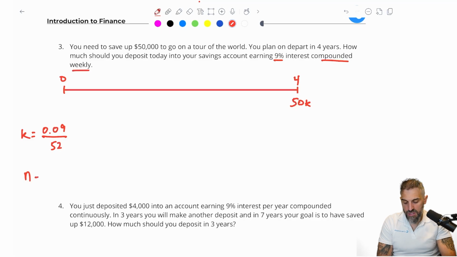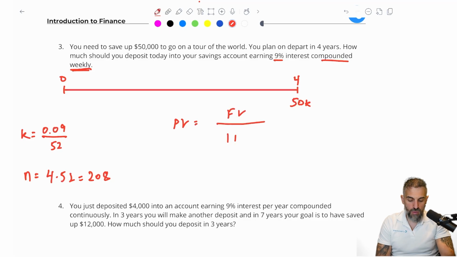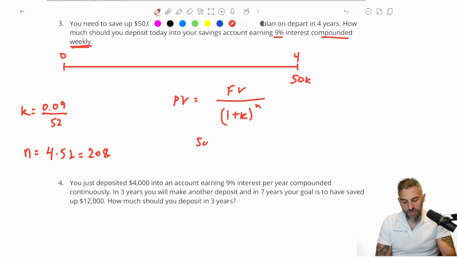N, the number of periods. Well, if this is weeks, how many weeks are in 4 years? Well, I'll do 4 years times 52. So 52 times 4 is 208. Okay, and then my formula. I know present value, you take the future value divided by 1 plus the K, or R, whatever you prefer, to the N. So 50,000 divided by 1 plus 0.09 over 52 to the power 208.